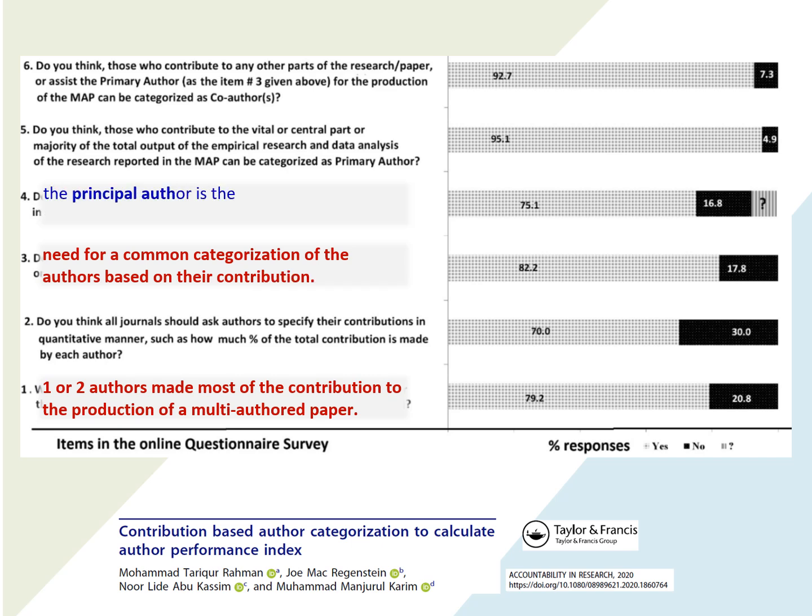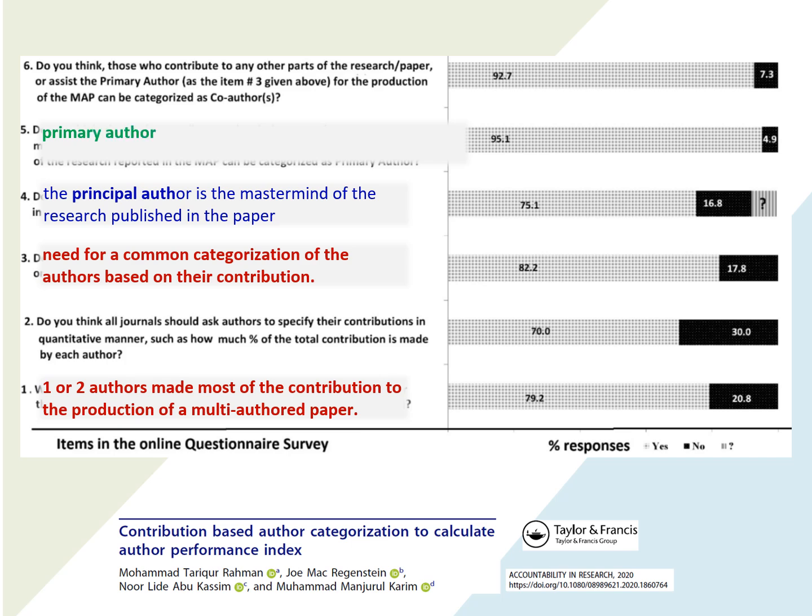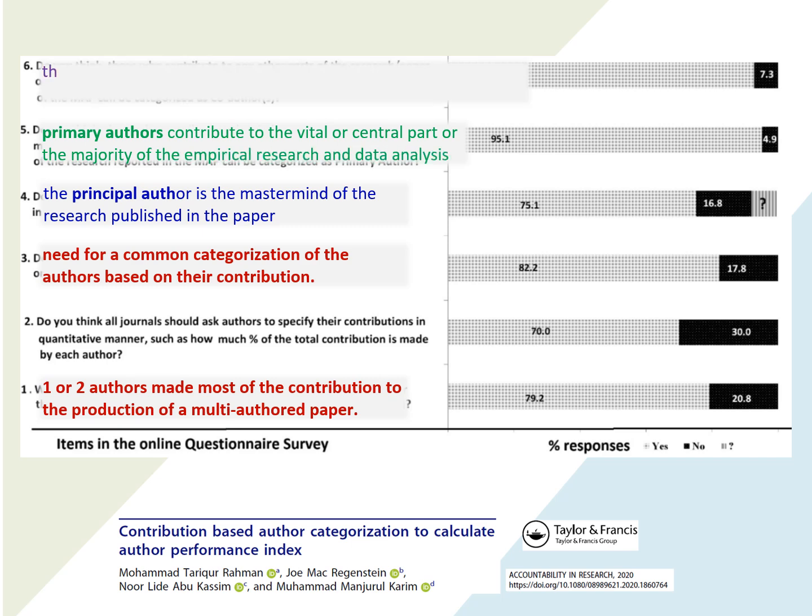According to the most acceptable categorization, the principal author means the individual who is the mastermind of the research published in the paper. Then there are primary authors who contribute to the vital or central part of the majority of the empirical research and data analysis. Finally, the co-authors are those who contribute to any other part of the research or writing the paper to assist the primary and principal authors.